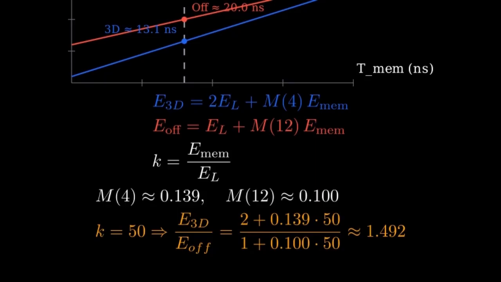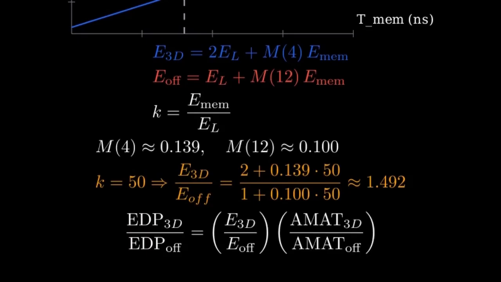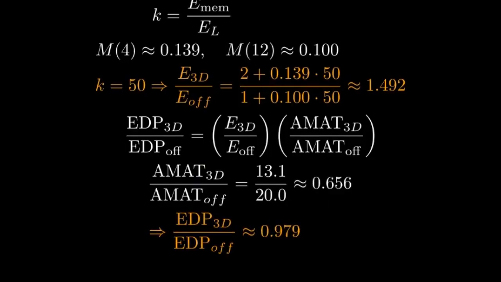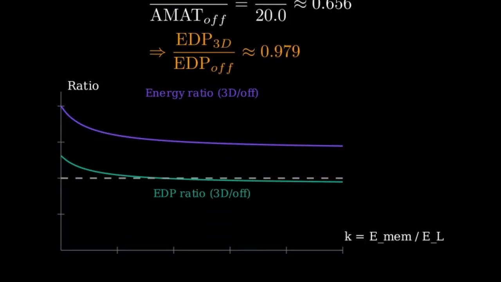A useful combined metric is the energy delay product. We multiply energy per access by the AMAT. The ratio of 3D over off is the energy ratio times the AMAT ratio. With the same example numbers, the AMAT ratio is about 0.656, and the EDP ratio becomes about 0.979. Values below 1 favor the 3D option. Let us graph how these ratios change as we sweep the main memory energy factor K.